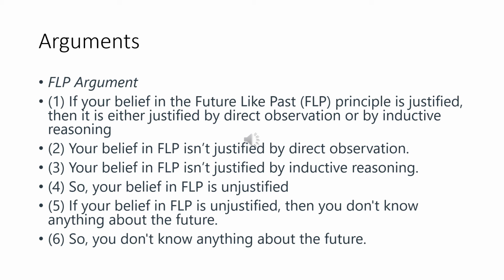If you want to choose this argument, then you need to deny either premise 1, 2, 3, or 5. Premise 4 here is a sub-conclusion, and so it's not something that you can really deny without denying either 1, 2, or 3. So you need to pick one of these and try and stand by it. Generally, the two most interesting ones to try and argue with are 2 and 3. You can try and say something about how the future-like-past principle is justified by direct observation, or how it is justified by inductive reasoning, or you could say something about how premise 1 is wrong because it gives a false dilemma.